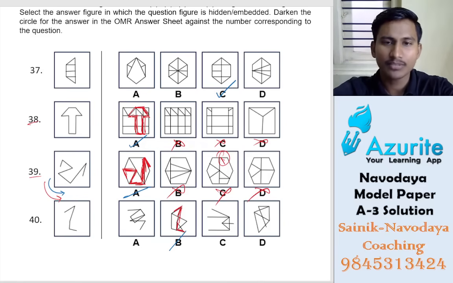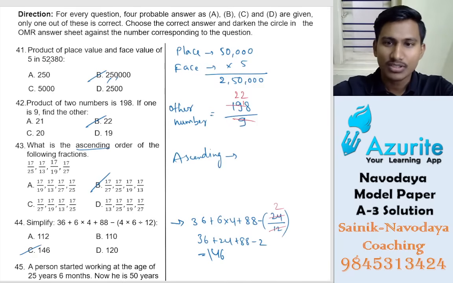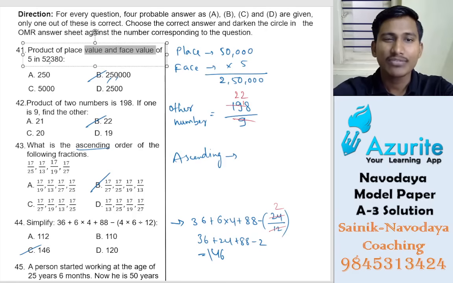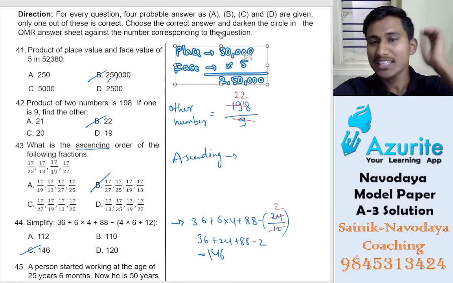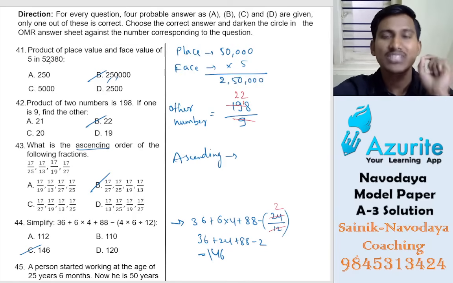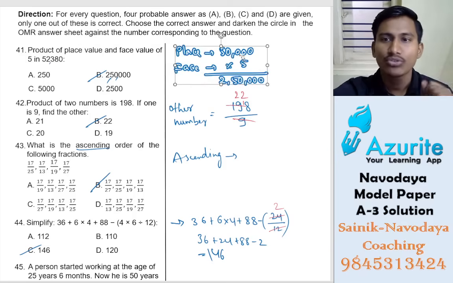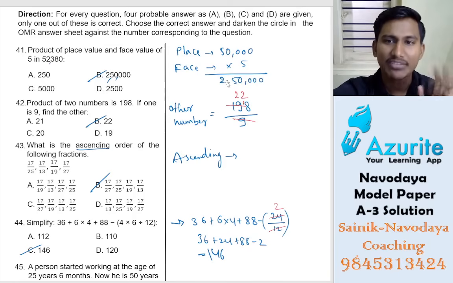Okay, understood? So students, 41 question. What is it? That is product of the place value and face value of 5 in 52,380. So 5 place value is 50,000. 52,000 means 50,000. So face value will be same, 5 only. So 50,000 into 5. 5 5s are 25. So 4 zeros as it is. 2,50,000 answer option B here. Very easy this is. Okay. That is how you have to do.